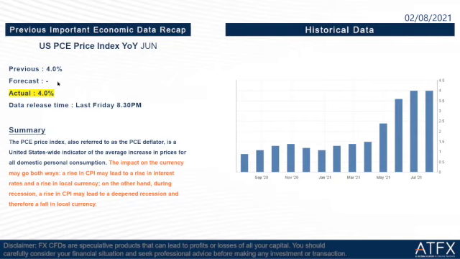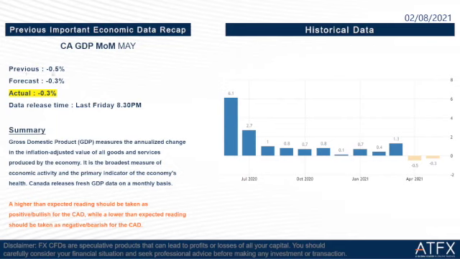The next one is Canada GDP monthly May. The previous is negative 0.5%. The forecast is negative 0.3%. The actual is negative 0.3%, same as the forecast. So this one didn't bring much market volatility to the Canadian dollar.